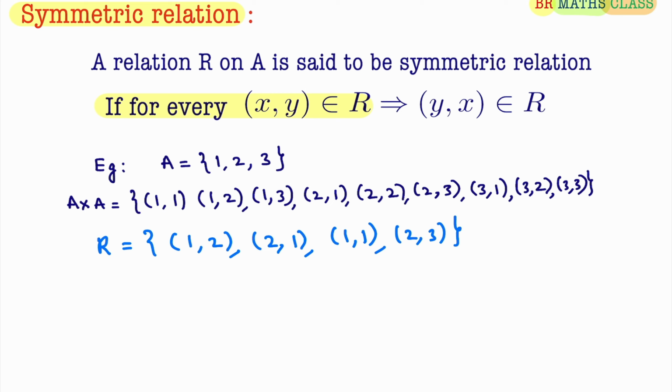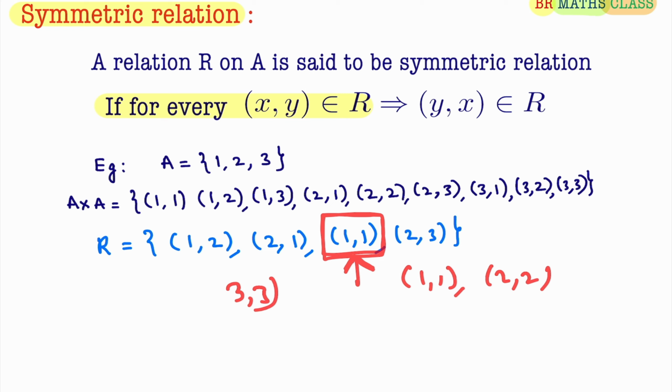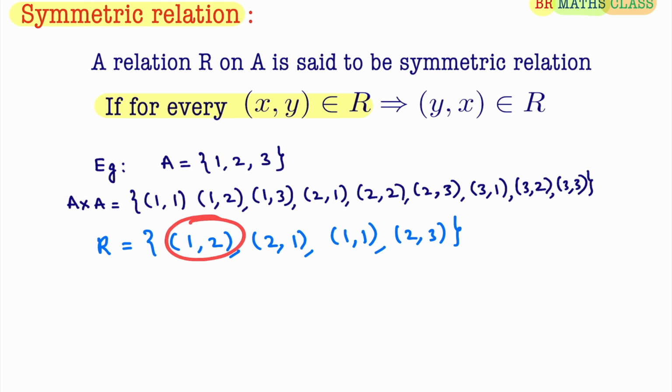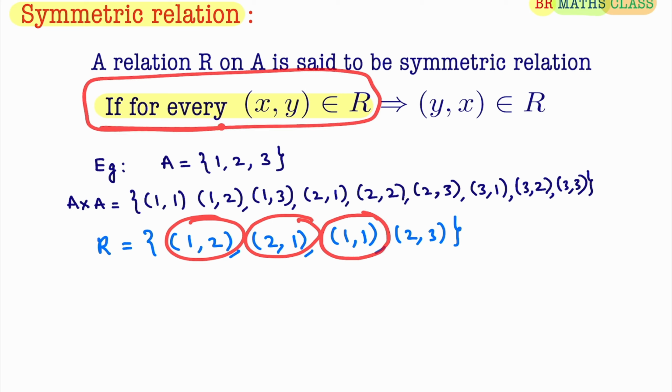One important point is that this type of element always passes the symmetric test. So whenever this type of element comes, there is no need to check the reverse order, whether (1, 1) is there in this relation or not. (1, 1), (2, 2), (3, 3), (x, x), this type of element always passes the symmetric test. I hope you understand what I am saying, right? So this element passed the symmetric test, this element also passed, this element also passed. Like that you need to check for every pair, right?